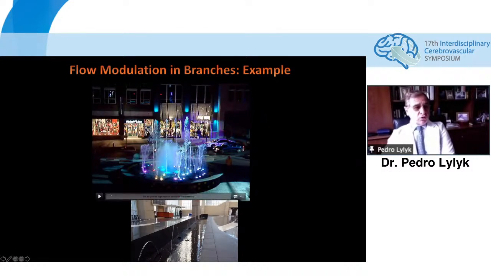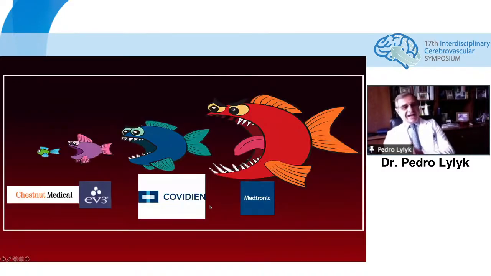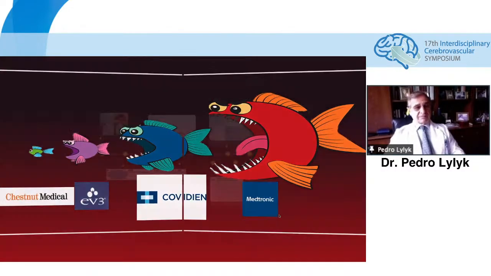Maybe I can show you my video, hopefully, well, it's not going to work. But not only did we realize that this is important, that we can modulate the flow, the company also realized that. So that small company called Chestnut was bought by EV3. EV3 was bought by Covidien. At the very end, Medtronic came to the banquet.